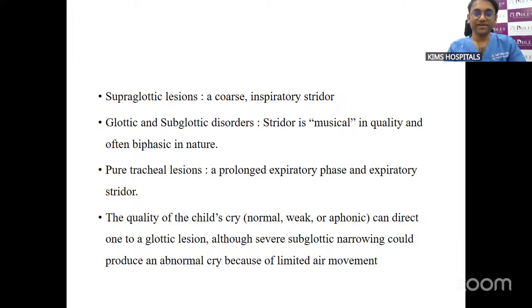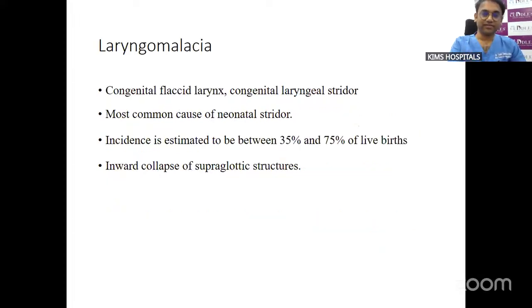The quality of the child's cry, whether the cry is normal, weak or aphonic, usually can suggest involvement of the glottic lesion, because the glottic area is where the vocal cords are. However, if you have very severe subglottic narrowing, then that also can lead to an abnormal cry because of the limited amount of air movement to the subglottic area.